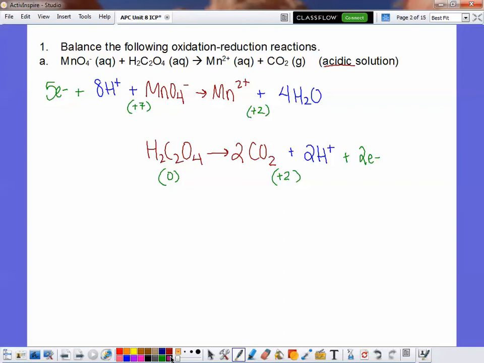Yep, we're going to find the least common multiple between 5 and 2, which is 10. So this entire top reaction, we're going to multiply all the coefficients by 2, not +2, times 2. And the second half reaction, we're going to multiply everything by 5. So that gives me, instead of 5 electrons, I'm going to have 10.